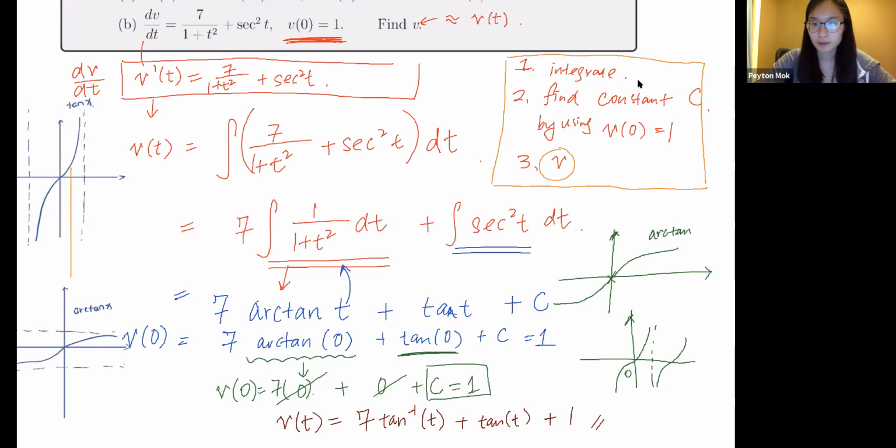I'll take a screenshot and I'll send it to you guys. Hopefully that's good. Also, I drew the graph of tangent and arctangent on the side. Okay, there we go. So there is a screenshot that shows the solution of this question.